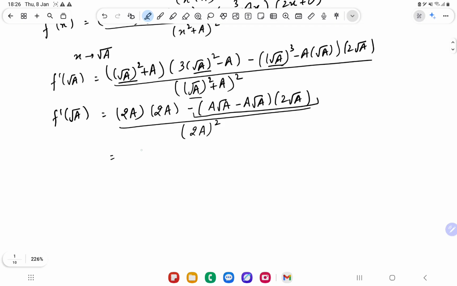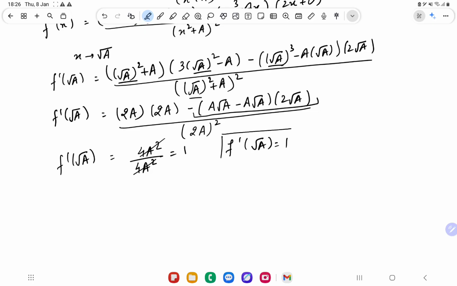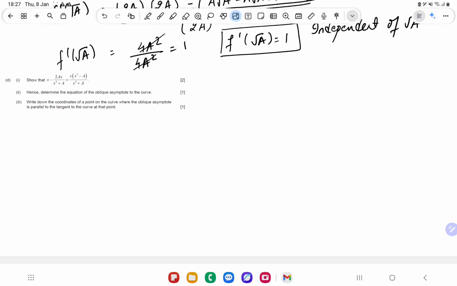So I can write it as 4a square upon 4a square. It means these two will get cancelled out and my f dash root a comes out to be 1. It means this is independent of root a. Now let's move on to D part.